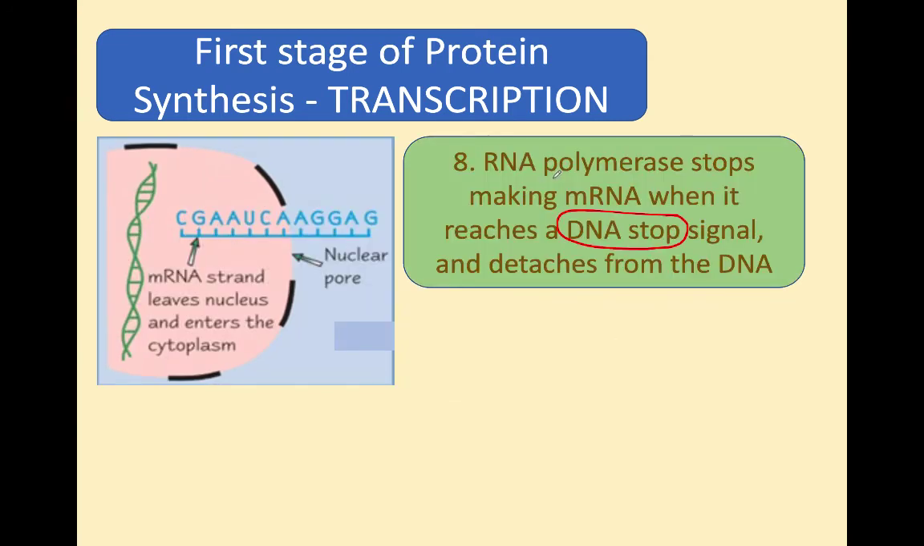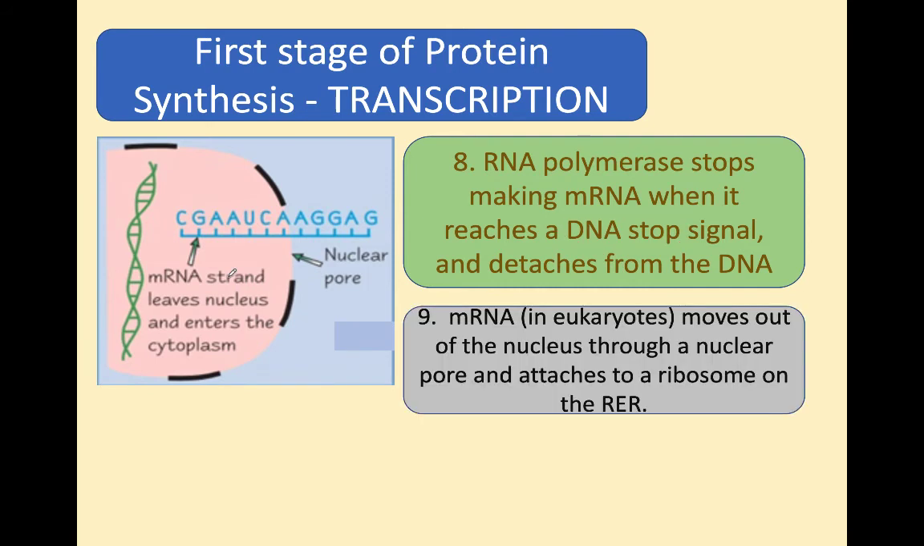So RNA polymerase stops making messenger RNA when it reaches a DNA stop signal. What does that mean? Well, it means that certain triplets actually code for a stop. They say stop making the messenger RNA here, and also detach the messenger RNA from the DNA. You can see here the messenger RNA strand leaves the nucleus, and then it begins its journey to the endoplasmic reticulum.